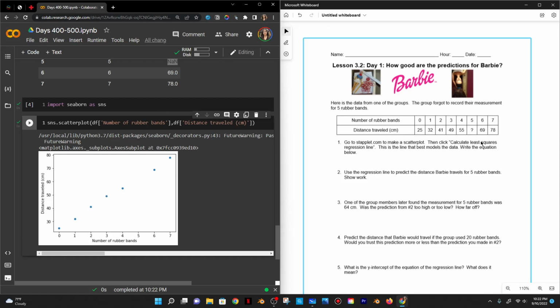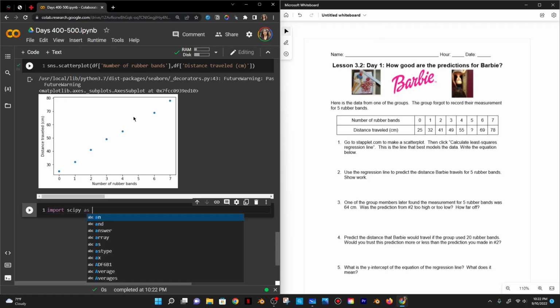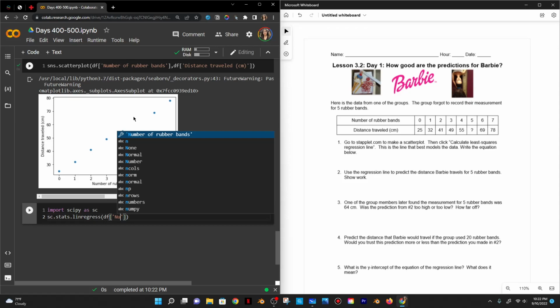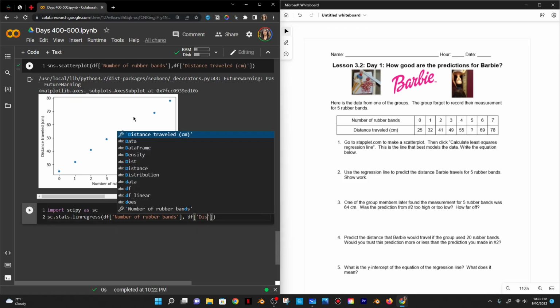And now it's saying to click calculate least squares regression line. So how would I do that in Python? Well, the way to do this in Python would be to import scipy as sc, and then I'll do sc.stats.linregress, and then I would put in my values. So this would be my number of rubber bands, and then comma, data frame, distance traveled.